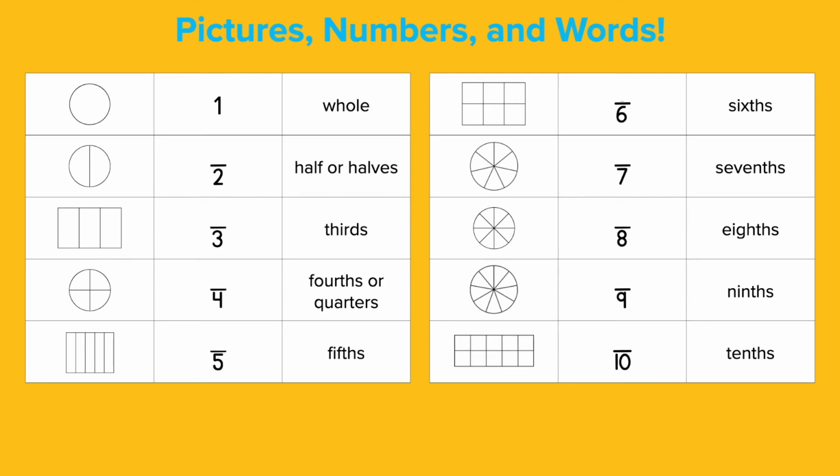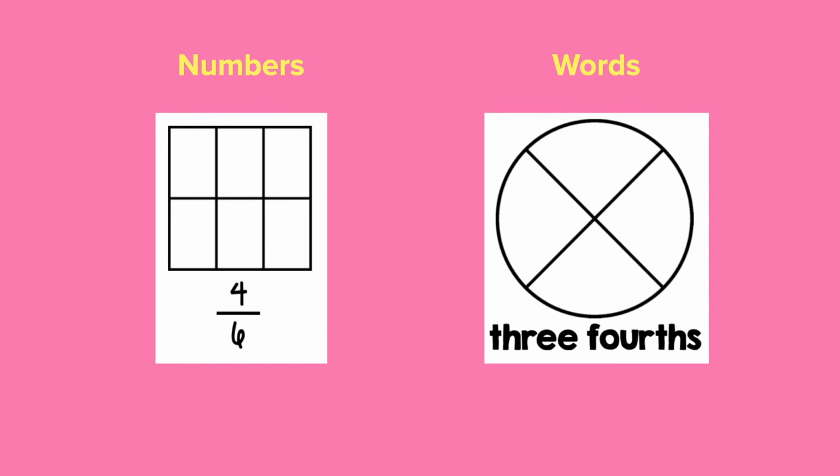Finally, if something has been divided into 10 pieces, we use the number 10 as our denominator and we say the word tenths. In your work today, you will come across fractions that have been represented using numbers and words. It's your job to complete the picture by shading in the appropriate amount of equal parts, like this.